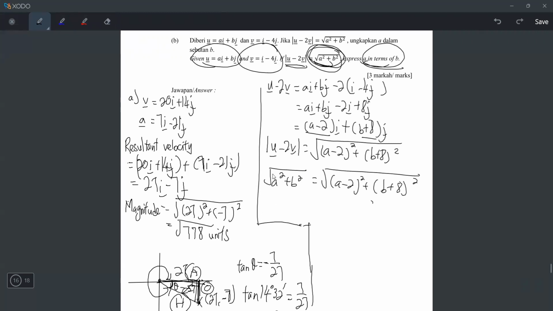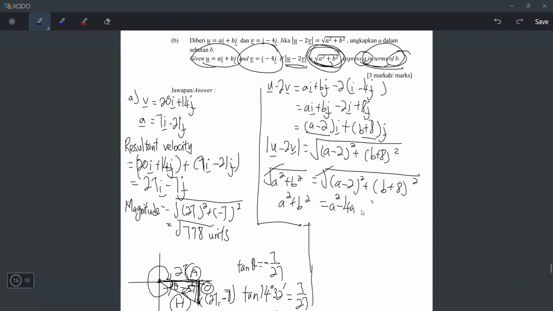I think you have to expand. You have to remove the square root first, right? So the square root and square root can cancel because you square both sides. And then the A square plus B square, you leave it. It means you don't want to remove it, because you want the equation to have A and B, because they ask for A in terms of B. And then this one, you will expand it.